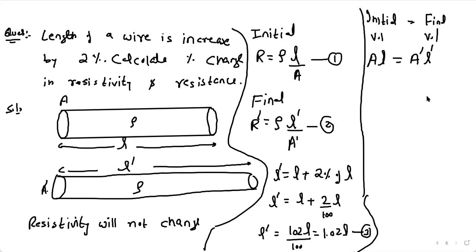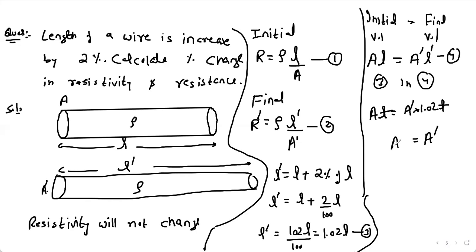So now what I can do is I can substitute the value of L prime from 3 to 4. Now I substitute 3 and 4. When I make this substitution, this AL is A prime into L prime, which is 1.02 L. So this L will cancel this L, and A prime is A by 1.02. That is equation number 4. And this is something which is very obvious. If you increase length by 1.02 times, then area will decrease by 1.02 times.